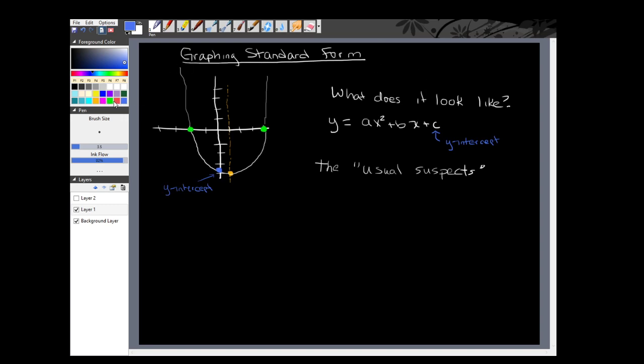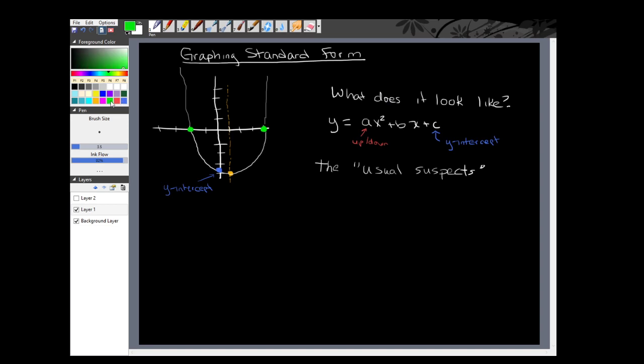Another cool feature about standard form is this a value. If you have a number here that is positive, your parabola opens up. If your parabola opens down, that a value will be negative. So you can right away see which direction your parabola will open, and you'll be able to see where your y-intercept is.